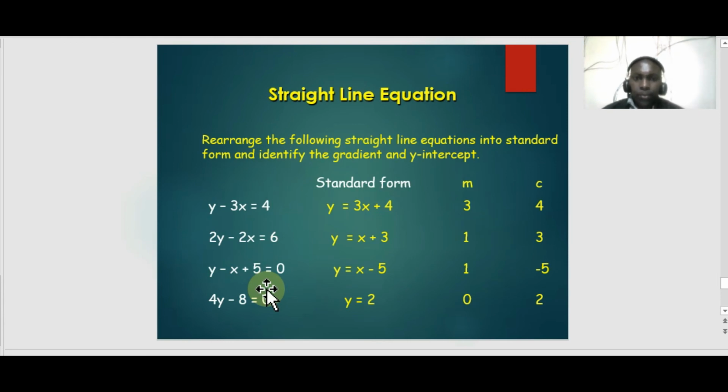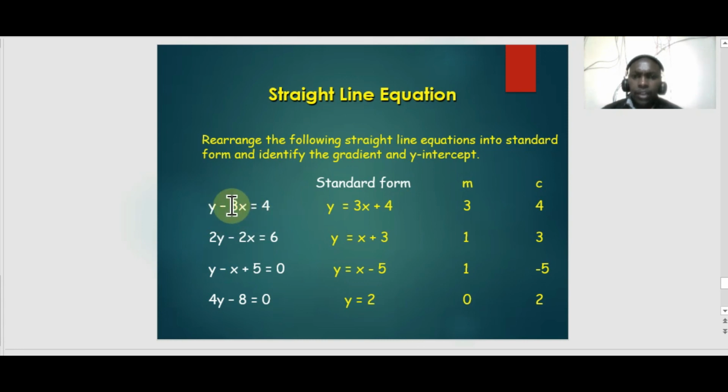Then the other thing that you're supposed to do is to rearrange the equations into the standard form. We have said that the standard form of an equation of a straight line is y = mx + c. These equations that you can see are not in that standard form. So in case you're given an equation in this form, you're supposed to rearrange it so that it can be in the form y = mx + c. For example, in this one, you want to remain with y on this side, because that is how the standard format of an equation of a straight line looks.